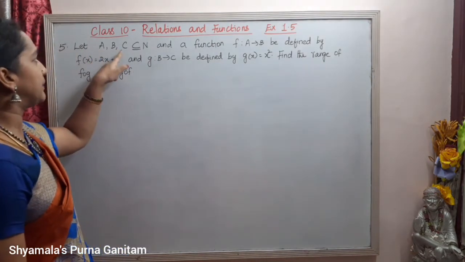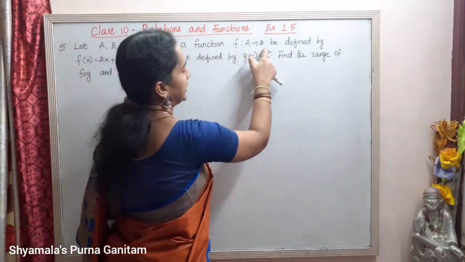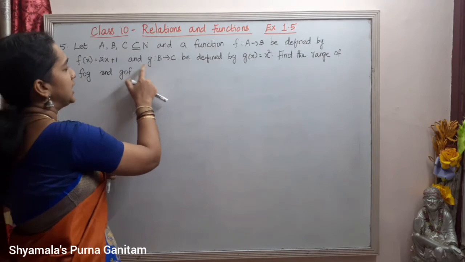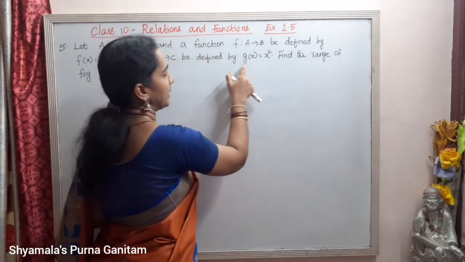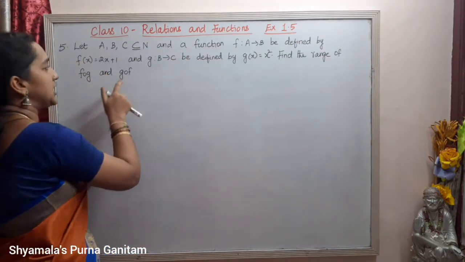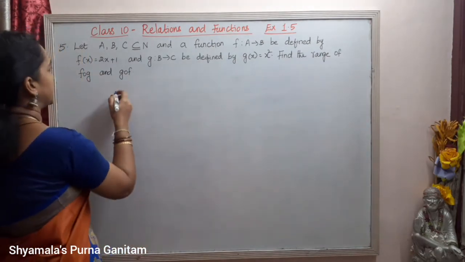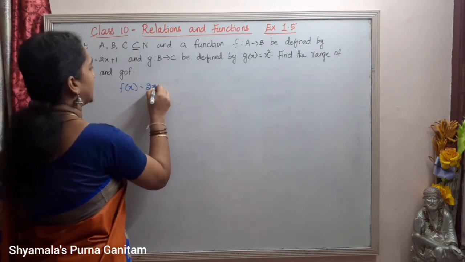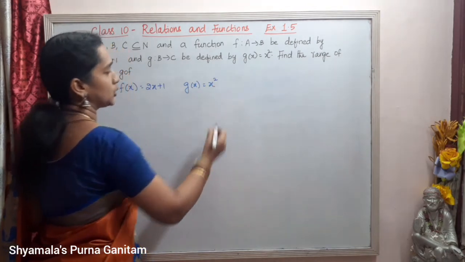Fifth sum: let A, B, C be subsets of N and a function f from A to B be defined by f of x is equal to 2x plus 1, and g is a function from B to C defined by g of x is equal to x squared. Find the range of f of g and g of f. This is the thing we are asked to find. So first we will find what is given. F of x is equal to 2x plus 1 and g of x is equal to x squared. These two things are given.